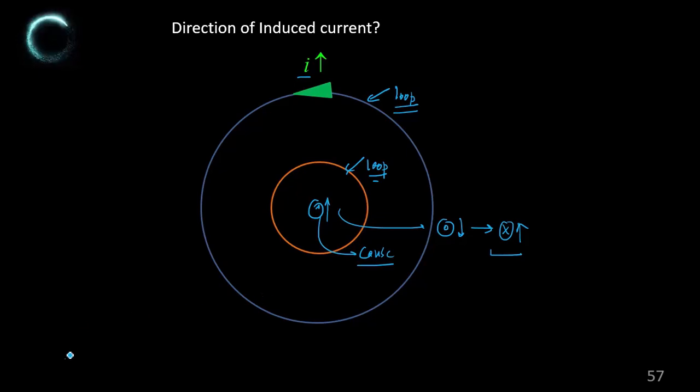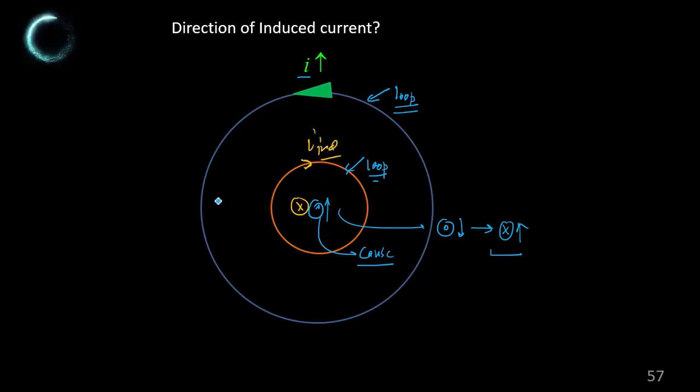So increasing cross means you place your thumb along the cross direction. Why? Because that is the induced effect. So you have to place your thumb along the cross direction, that is into the plane of paper, and curl the finger. Rotate your fingers. So rotation should be clockwise. So that will give the direction of the induced current.